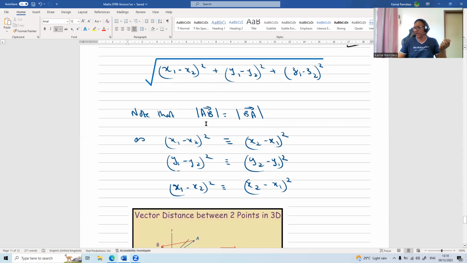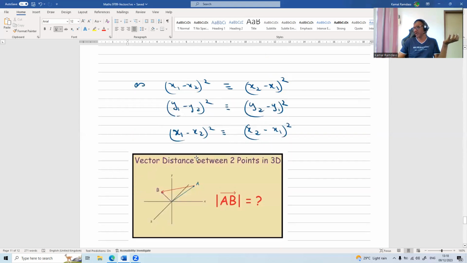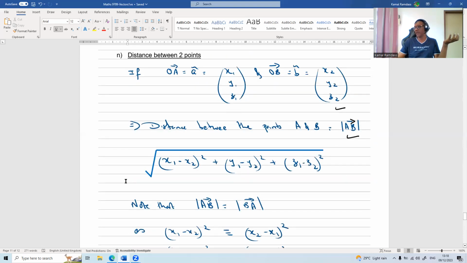Note that the modulus of vector AB is equal to the modulus of vector BA, because (x1 minus x2) squared is equal to (x2 minus x1) squared. Minus 3 squared is equal to 3 squared. And likewise, (y1 minus y2) squared is equivalent to (y2 minus y1) squared. So that is the distance between two points in 3D, and we will use this formula.